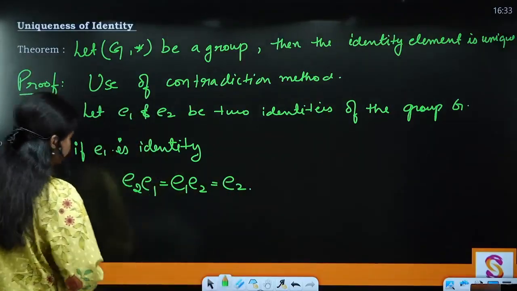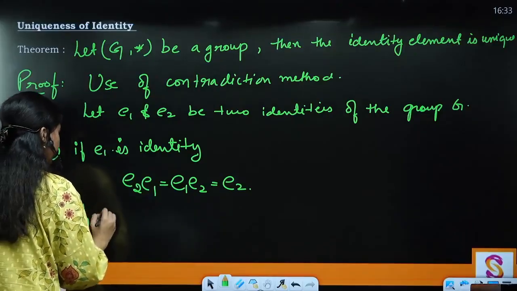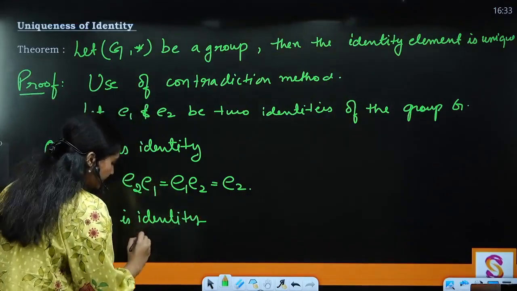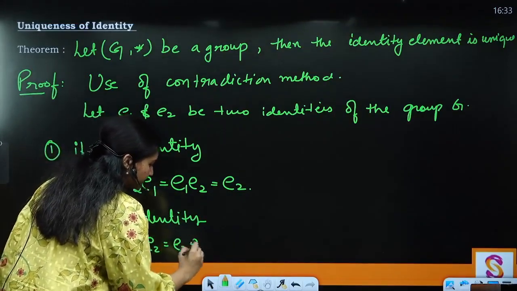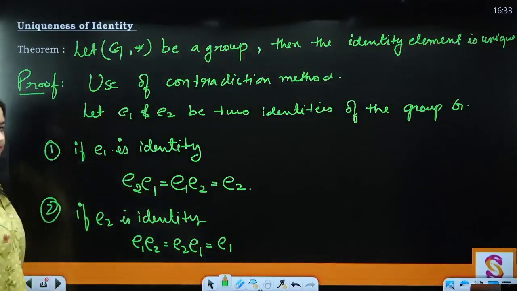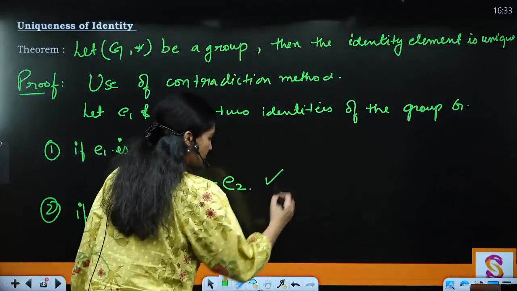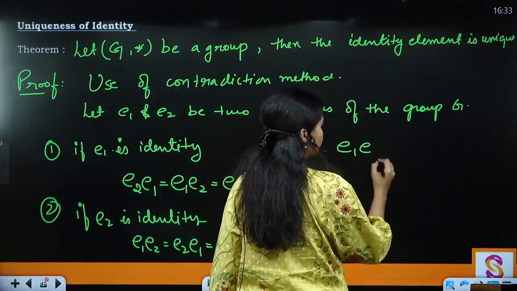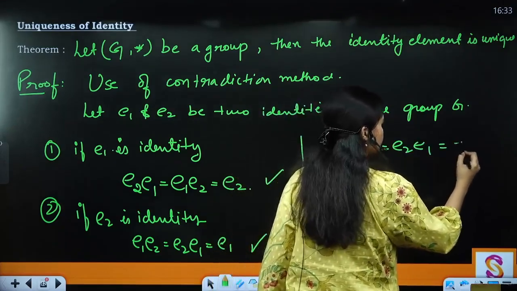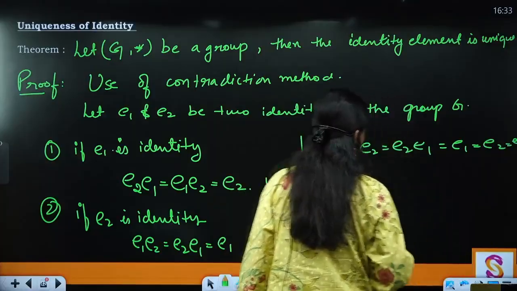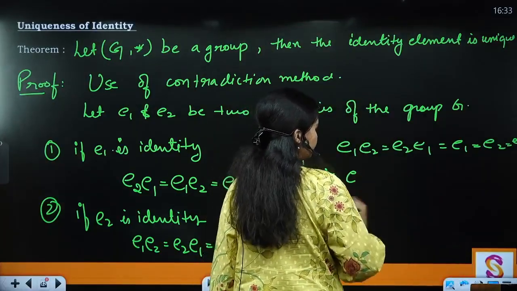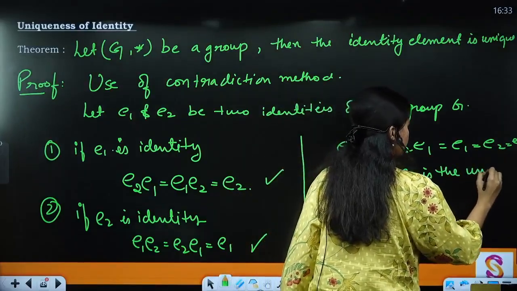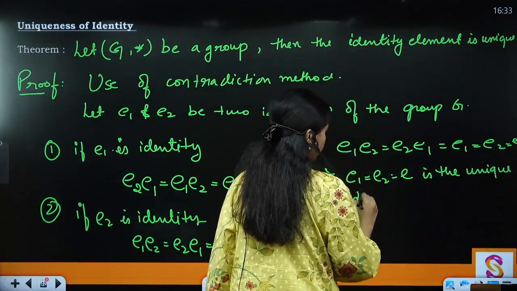Now similarly, if e2 is the identity, e1 e2 equals e2 e1 equals e1. Can you see what is happening? From both these equations, I can say that e1 e2 equals e2 e1 equals e1 equals e2, which is nothing but e. So this implies that e1 equals e is the unique identity element, right?